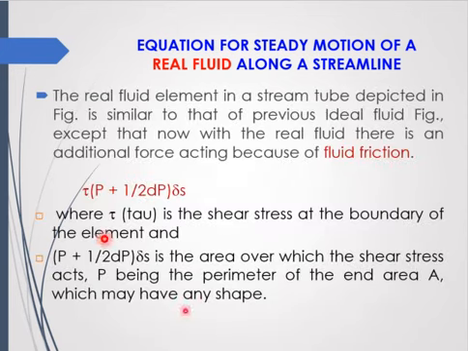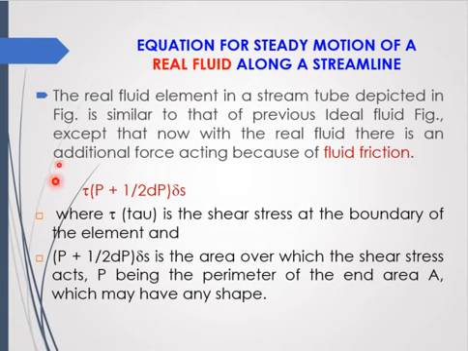So the real fluid in a stream tube depicted in the figure is similar to the previous ideal fluid figure, except that now with the real fluid there is an additional force acting because of fluid friction. This additional force is tau into (P plus half dP) into delta S, where tau is the shear stress at the boundary of the element, and (P plus half dP) into delta S is the area over which the shear stress acts, P being the perimeter of the end area A, which may have any shape. So this is a new force which we will consider while solving the equation for real fluid along a streamline.